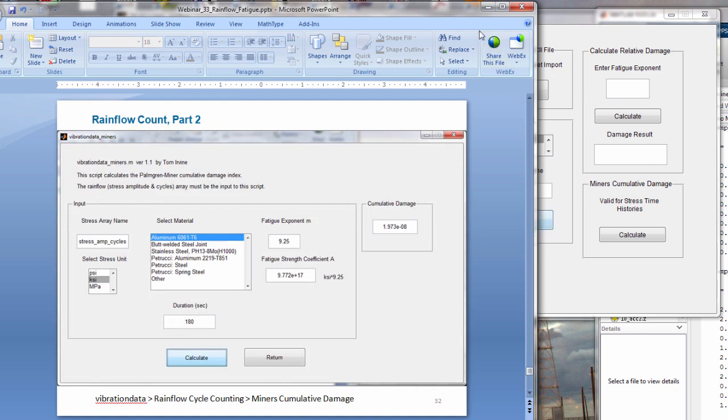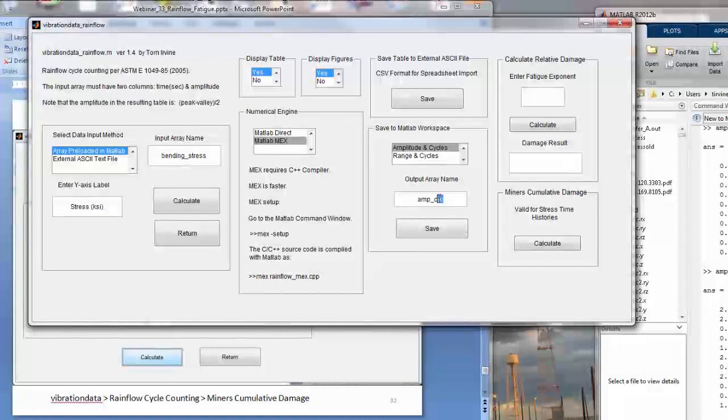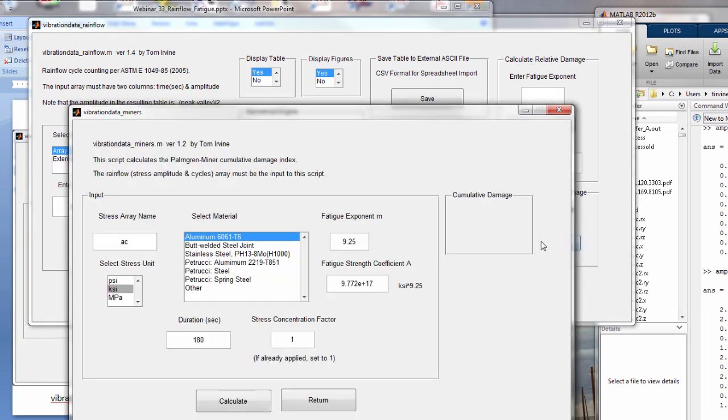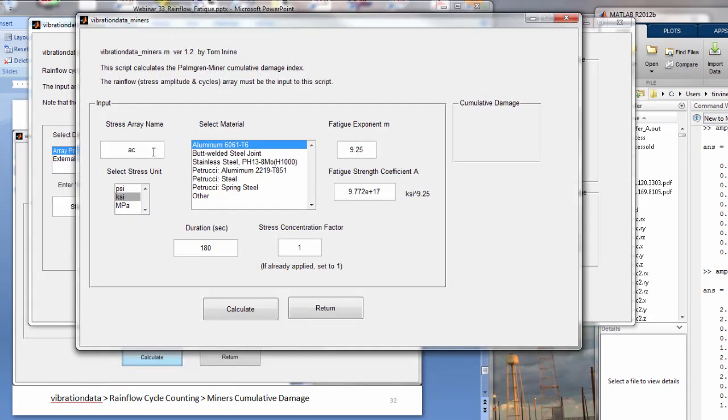So let's go, and we're going to do the next part of our fatigue calculation. We have amp underscore CYC here, which we've saved. Okay, let's go to our Miner's cumulative fatigue, which is valid for stress time histories. And this script calculates the Palmgren-Miner cumulative fatigue damage. So let's type in our stress array there. It is in units of KSI. It has a duration of 180 seconds. And aluminum 6061-T6, we see the exponent there.